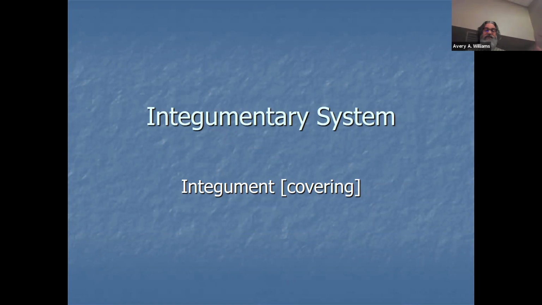This is our first body system. Are you excited? Our very first body system. We're talking about all body systems this semester. Integumentary comes from the word integument. So what is an integument?